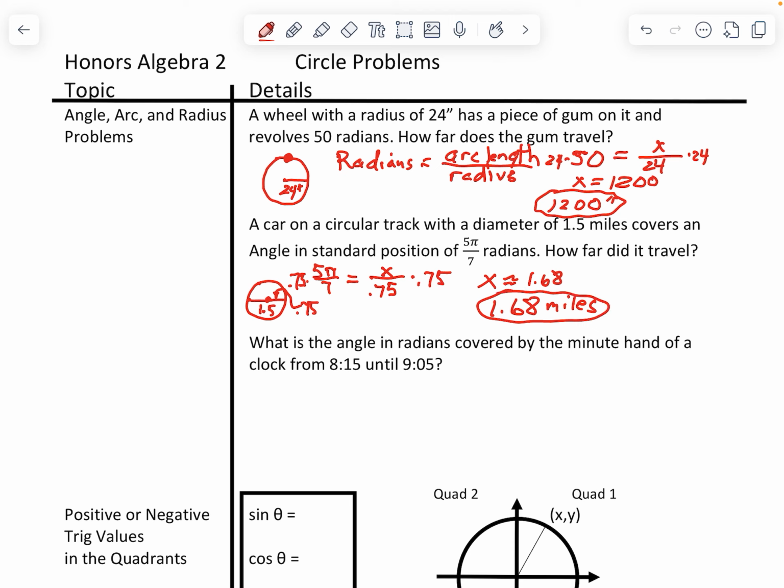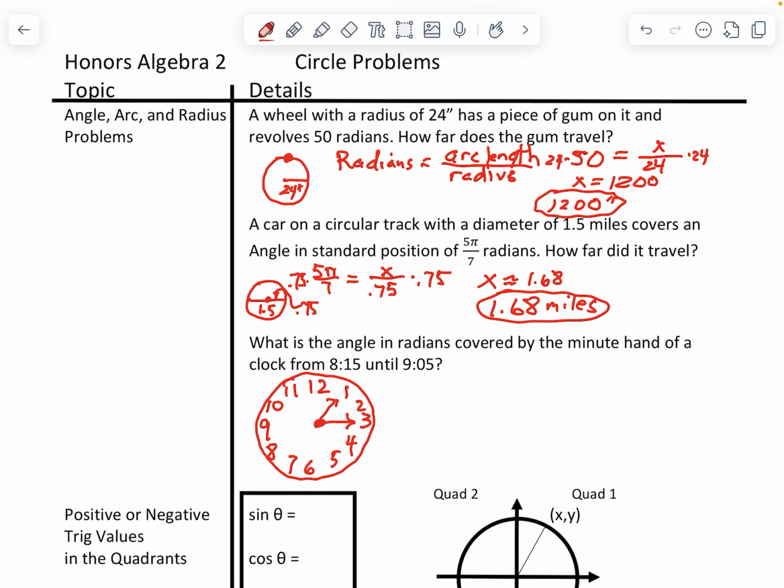Now the next one involves a clock. I'm going to draw a clock here so we can use it as a reference for our problem. A clock has a 12 at the top, then 1, 2, and 3. When it says it starts at 8:15, the minute hand will be pointing toward the 3, and then we have 4, 5, 6, 7, 8, 9, 10, 11, and 12. And when it goes to 9:05, the minute hand will end up pointing to the 1.